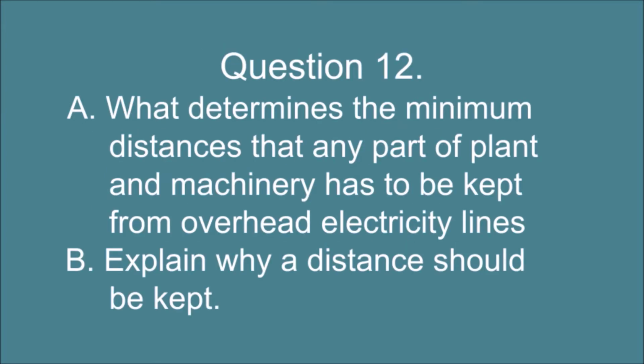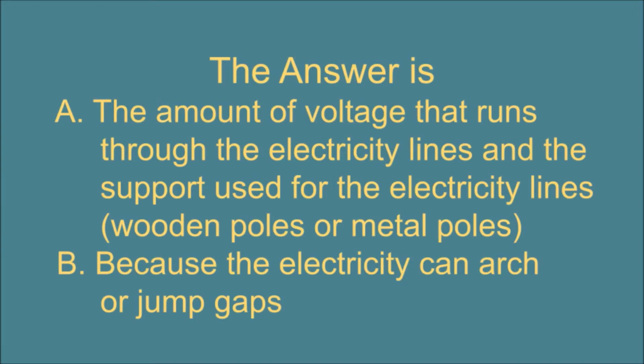Question 12. A. What determines the minimum distances that any part of plant and machinery has to be kept from overhead electricity lines, and B. Explain why a distance should be kept. The answer is A. The amount of voltage that runs through the electricity lines and the support used for the electricity lines, wooden poles or metal poles. B. Because the electricity can arc or jump gaps.